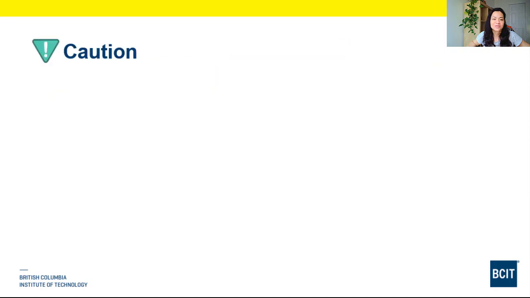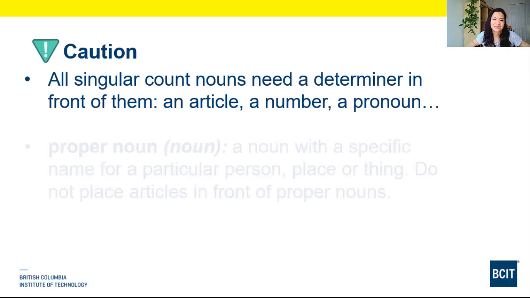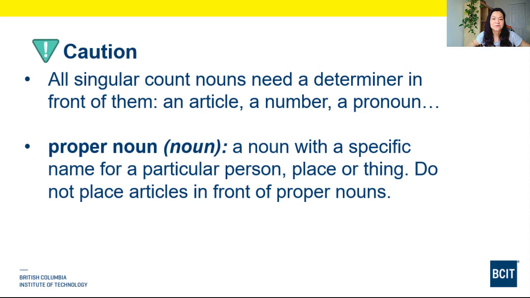Be careful of these points. All singular countable nouns need a determiner in front of them, like an article, demonstrative pronoun, number, something. Proper nouns, nouns that are names, do not usually take an article. I say usually because with articles of geography, there are some additional rules which you can read about more in this module. And below this video, you'll find a short tutorial on the difference between a and an, and the pronunciation of articles as well.